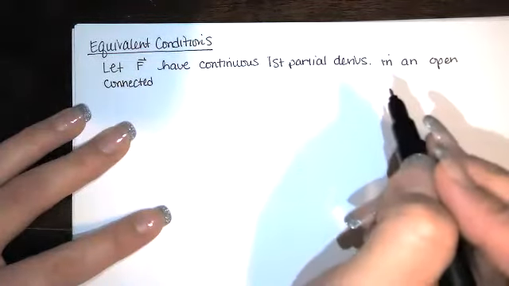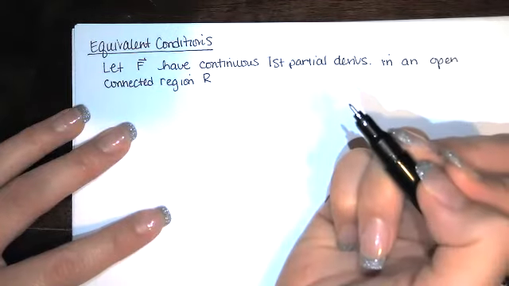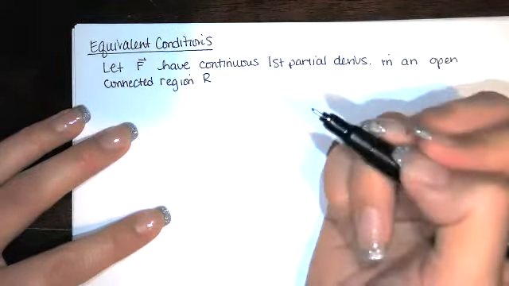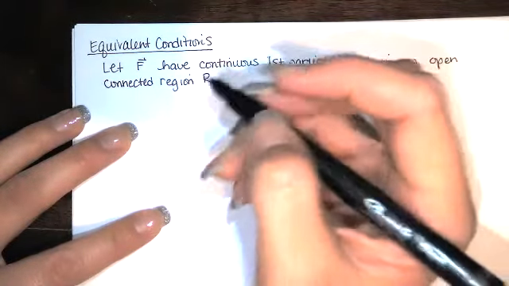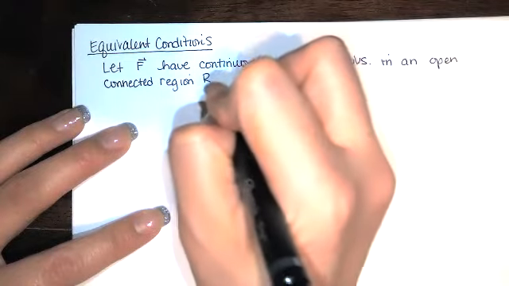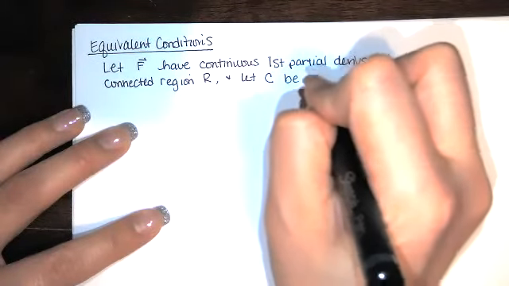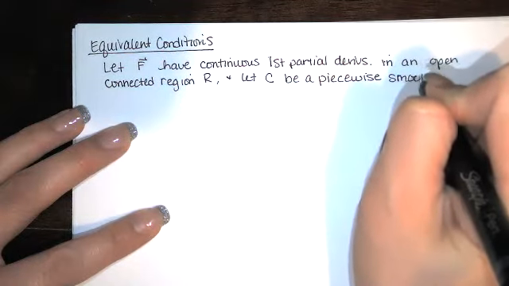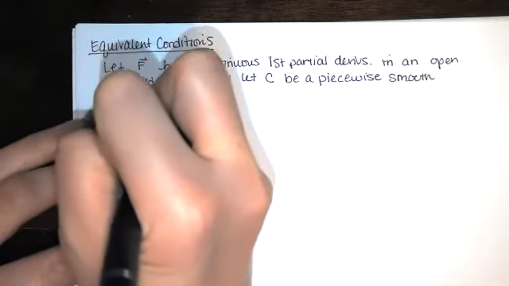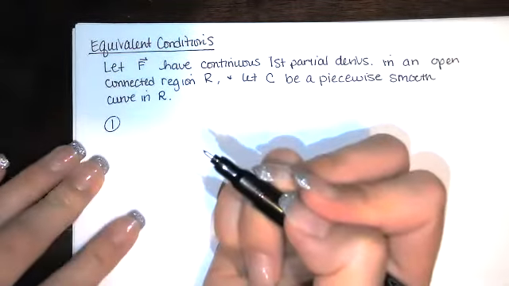We're in an open region, so it doesn't include its boundary. It's connected, so it means it's all in one piece. And this could be in the plane or in space. I'm using R, which we have been using in the plane, but it could be an open connected region, a cube, in space. And let C be a piecewise smooth curve in R. Then we have 3 equivalent conditions.